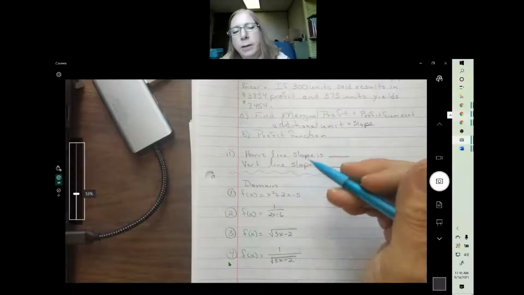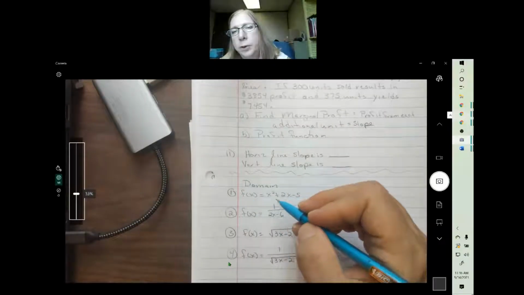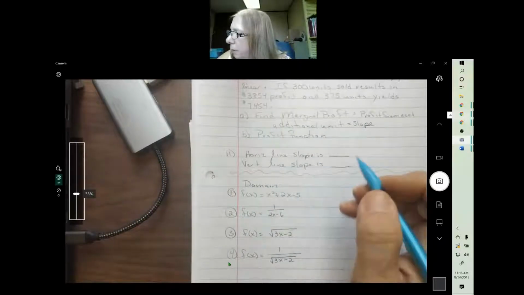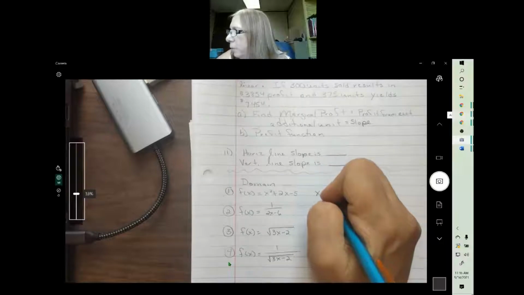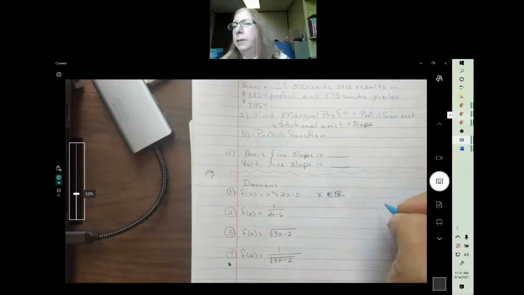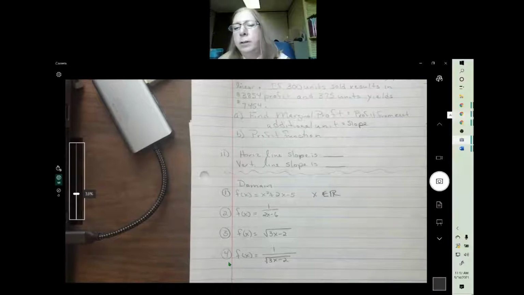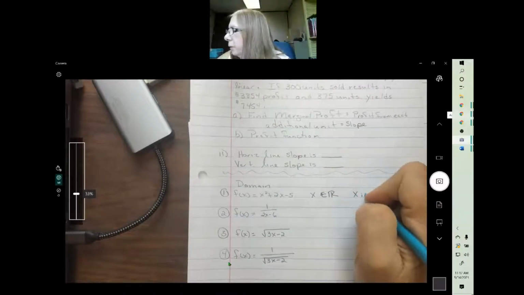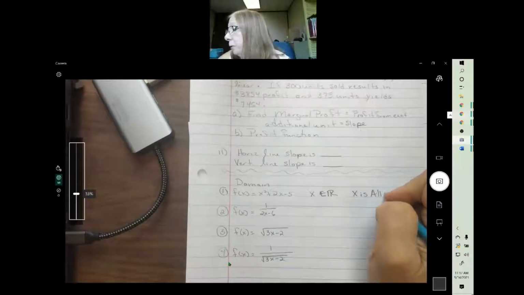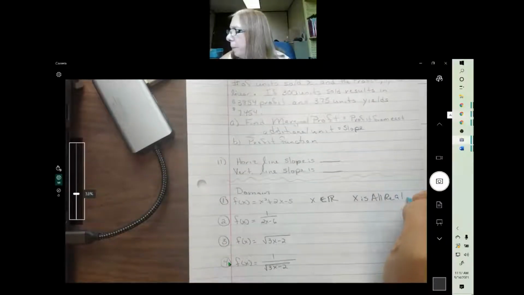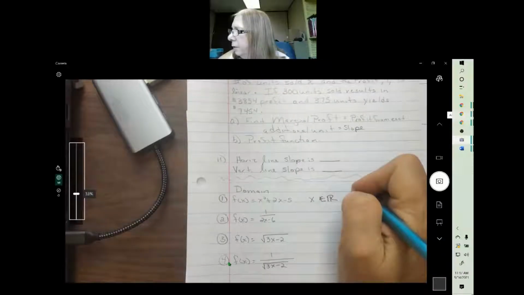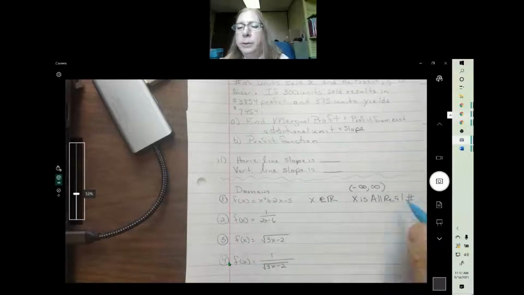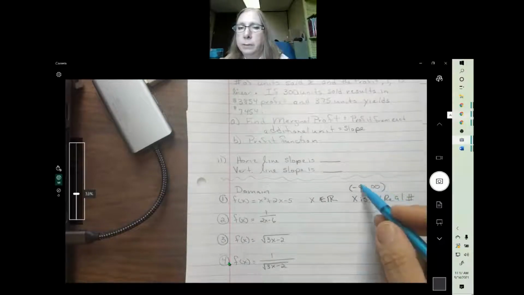So for the domain, one case is when you have a polynomial. There's no fractions, there's no square roots. X is a member of all real numbers. Now, since we haven't done it a lot, I don't care how it's written. You could put X a member of all real numbers. You could put X is all real numbers. You could just put all real numbers. The other way is negative infinity to infinity. It's just all the numbers. So any one of the 3.